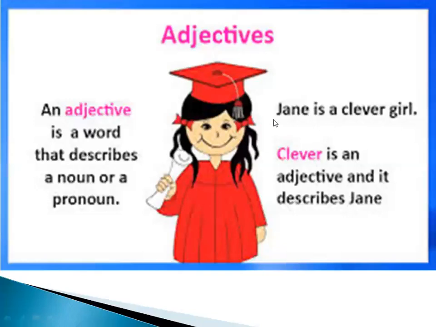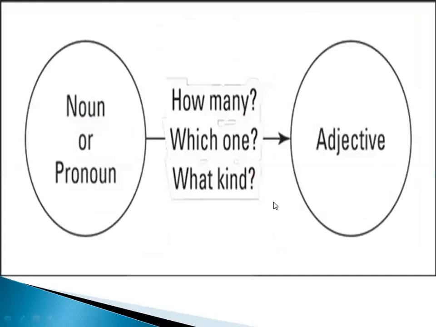So in this example, Jane is a clever girl. Clever is an adjective and it describes the noun. Which kind of girl is Jane? She is clever. So these words which describe the noun or pronoun, which tell us what kind, or how many, or how much about the noun or pronoun, are called adjectives, which tell us something more about the noun or pronoun.